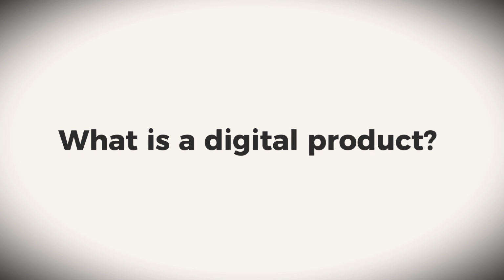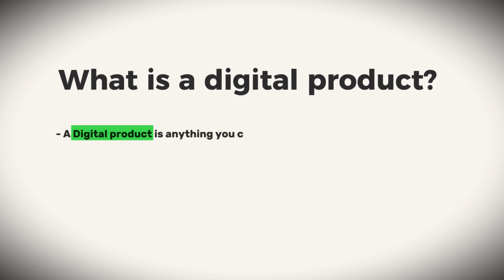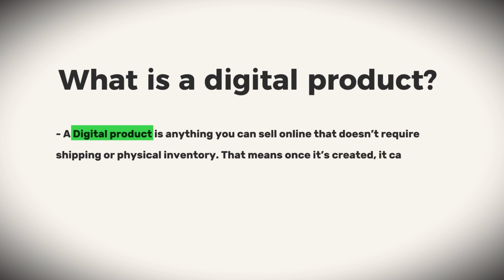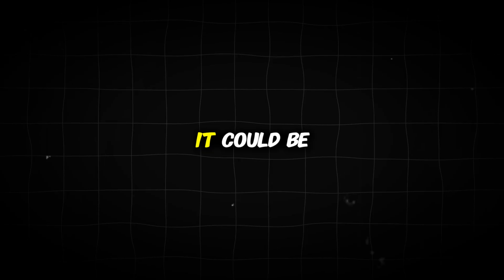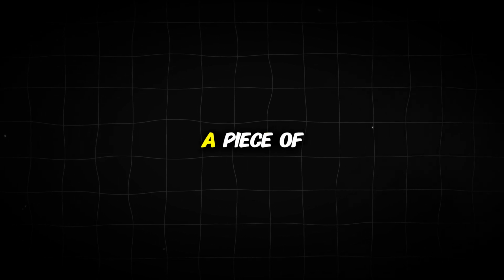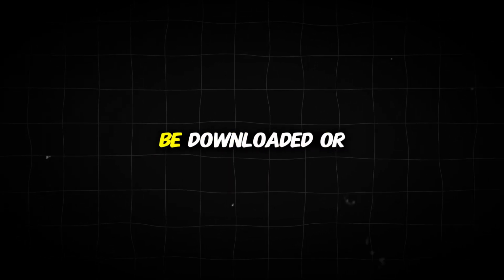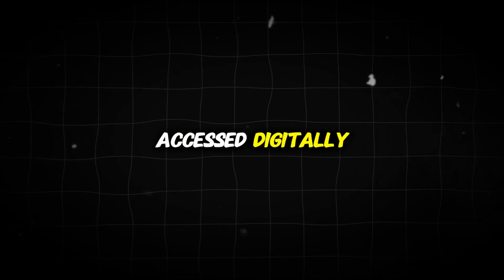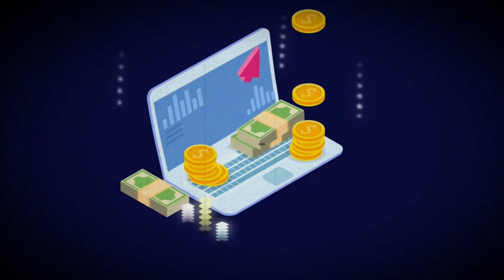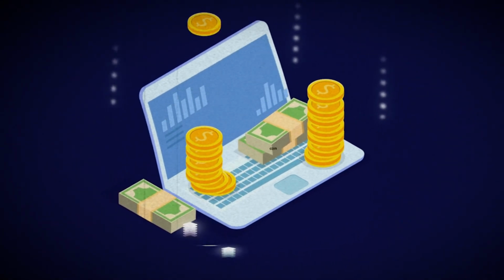What is a digital product? A digital product is anything you can sell online that doesn't require shipping or physical inventory. That means once it's created, it can be downloaded or accessed instantly. It could be a file, a design, a piece of content, or even a bundle of templates, anything that can be downloaded or accessed digitally. It also means you can make money while you sleep, and that's what makes them such a powerful and popular choice for anyone looking to build an online income stream.